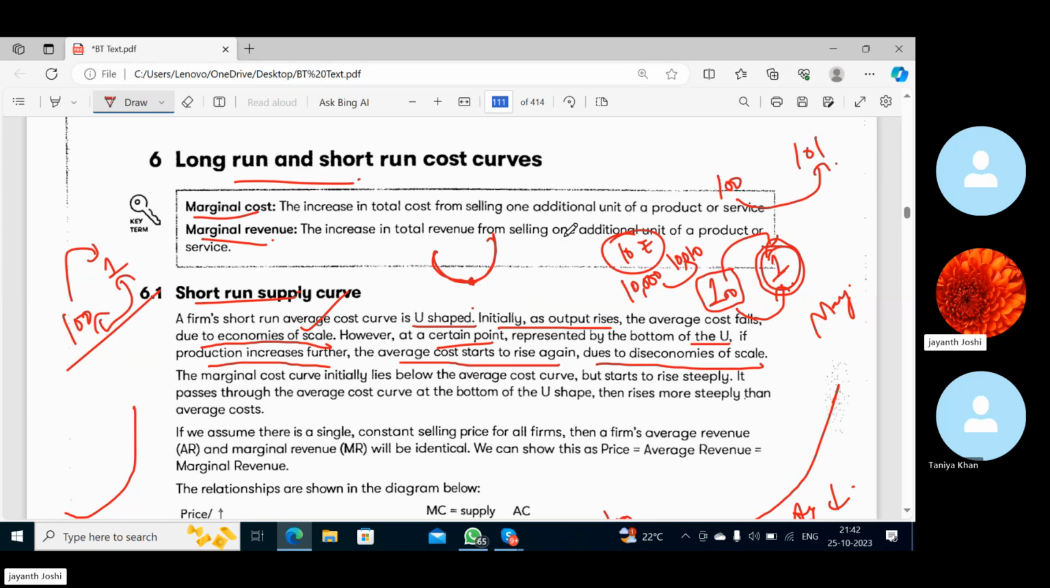Yes, sir. Yeah, in this U-shaped curve, you see here the cost is falling till this point, where it is the least, but from here it starts increasing again. That is because of diseconomies of scale. Here, you are not able to utilize the resources you have in the best possible manner. Okay?